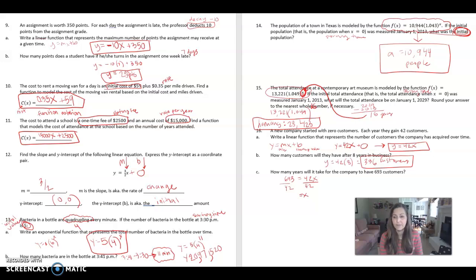And I'm getting 16.5. I'm going to leave that as a decimal. It might make more sense to say 16.5 years. And if you think of that in terms of time, half a year is 6 months. So we would have 16 years and 6 months before we got our 693 customers. I would accept any of these 3 answers, but you should know that they are all the same. So 16.5 is the same as 16.5 years, and 16.5 years is 16 years and 6 months.